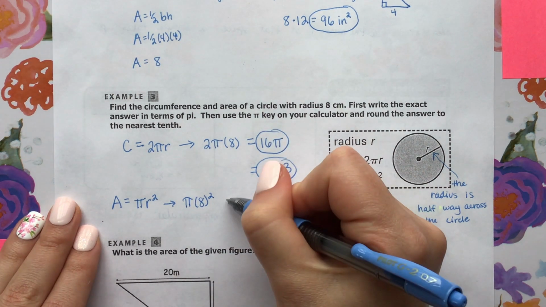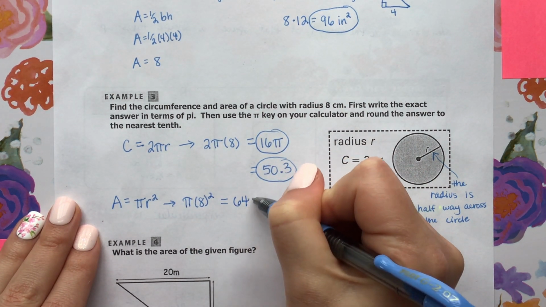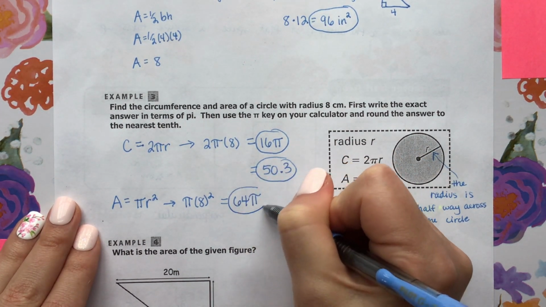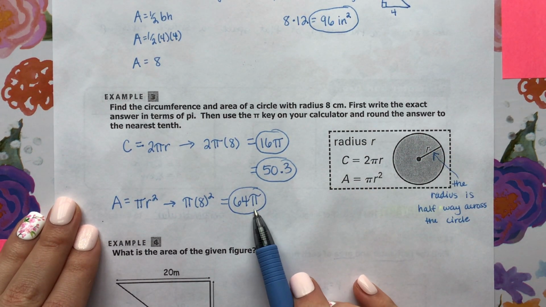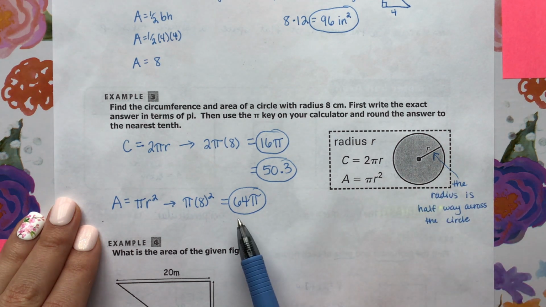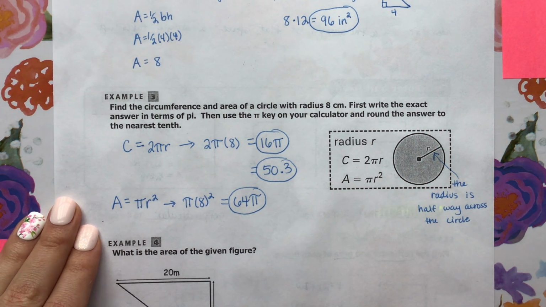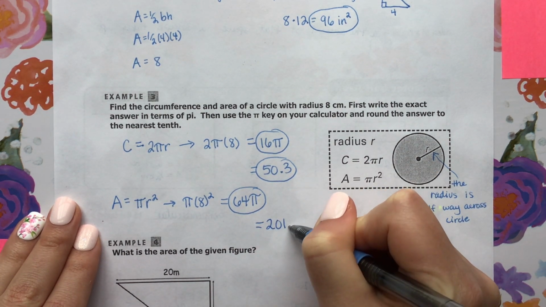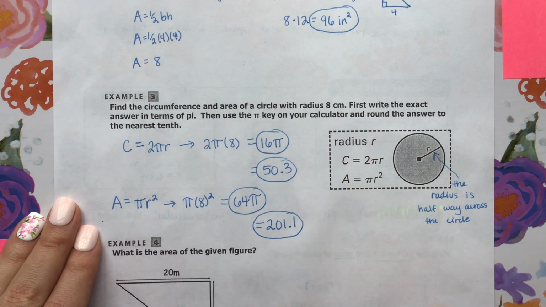So now this is going to get us 64 pi, because 8 times 8 is 64, and then I'm leaving the pi symbol on there for my exact answer. To get my approximate answer, I need to type into my calculator 64 times pi, which is going to get us about 201.1. Alrighty.